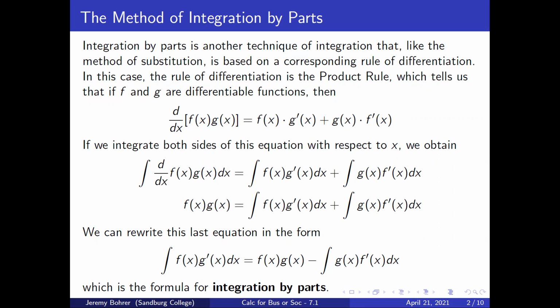the integral of the derivative of f of x times g of x dx is equal to the integral of f of x times g prime of x dx plus the integral of g of x times f prime of x dx, which is equal to f of x times g of x, which gives us f of x times g of x equals the integral of f of x times g prime of x dx plus the integral of g of x times f prime of x dx.